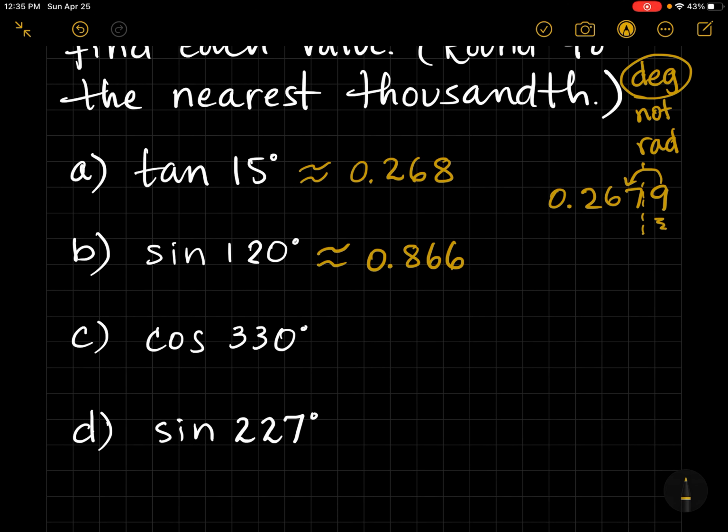Cosine of 330. Oh my goodness, will you look there? And we will talk soon. How is that possibly the same value? Well, that's very possible, and we'll talk about why that can happen. Sine of 227 degrees. Oh my goodness, Miss Adams, it's negative. Is this a mistake? Nope. We're going to talk about what that negative means.